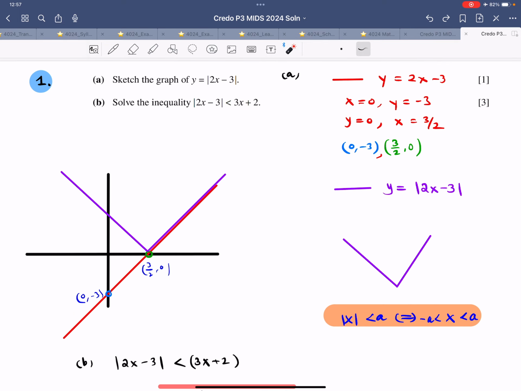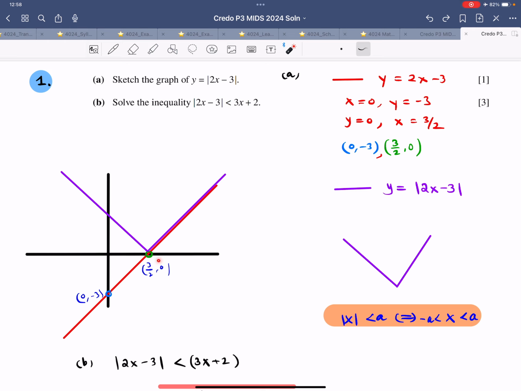Now let's look at the first question. The first question is about modulus sketch. It's about modulus inequality. Let's focus on the sketch first. We are supposed to sketch this graph. The first thing that I did was I sketched this graph. It has a positive slope, a negative y-intercept. That's the positive slope. That's the negative y-intercept, which is -3.